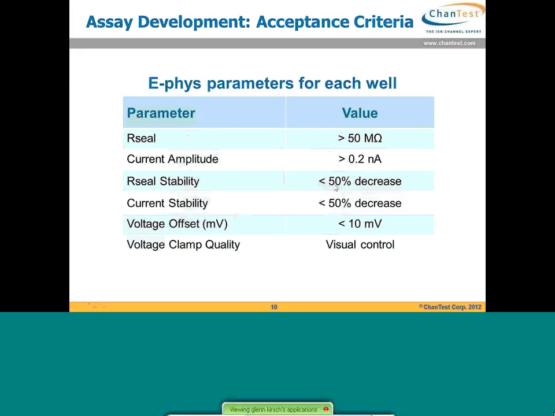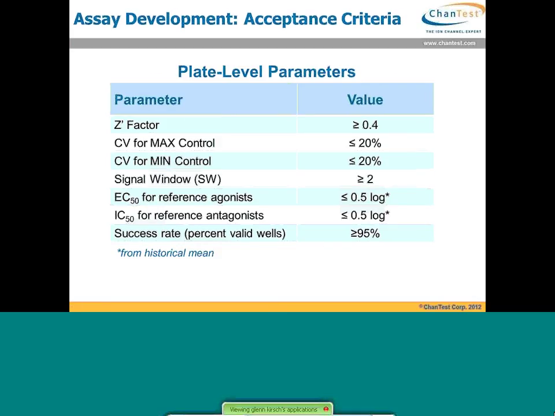seal resistance stability with some characteristic parameters for rundown and stability of the current amplitude. I'm looking for low voltage offsets, and we can do some visual control for glitches that might influence the quality of the data. We also do plate level parameters, and here we're looking at dynamic range and variability through the Z prime factor, and we're looking for values at least 0.4.